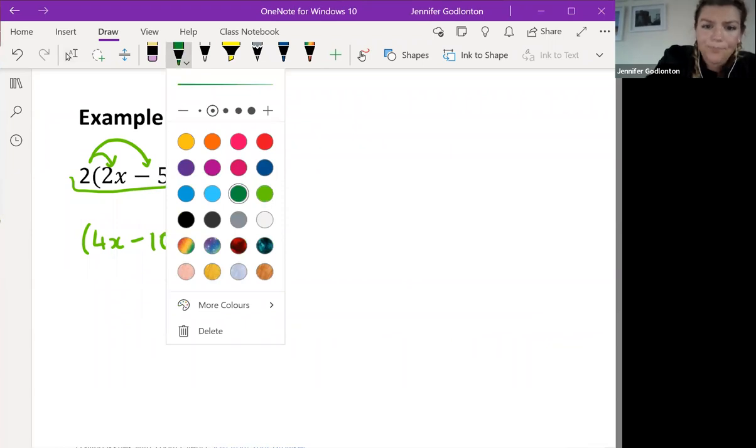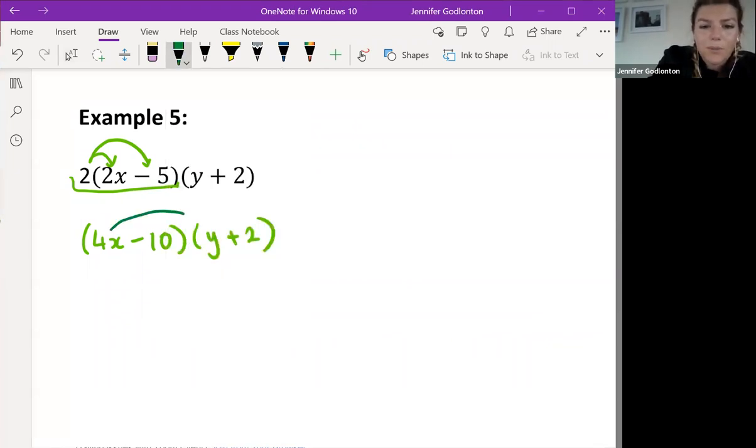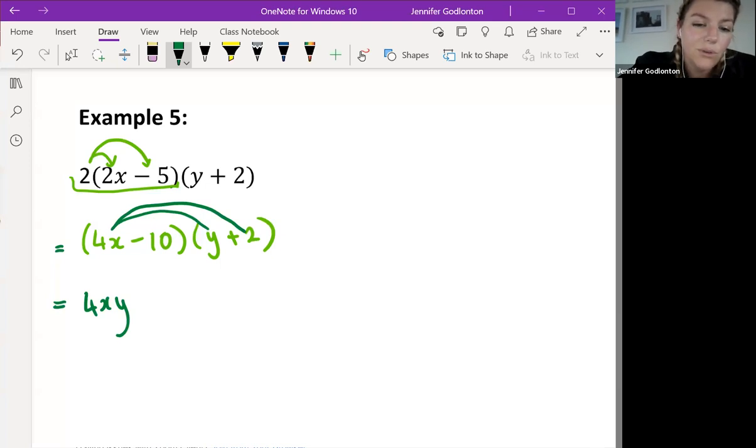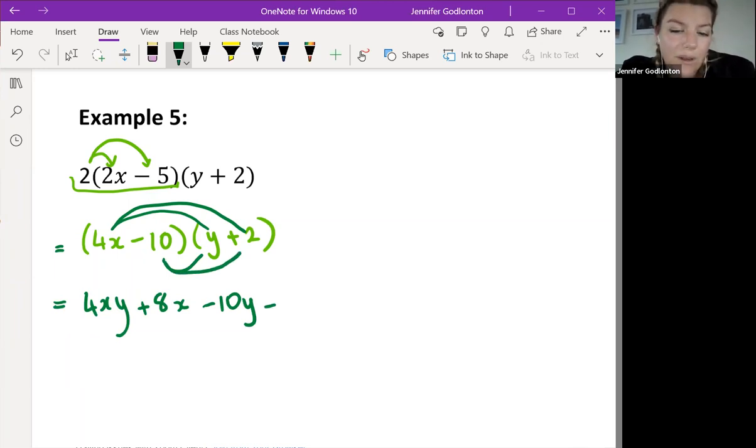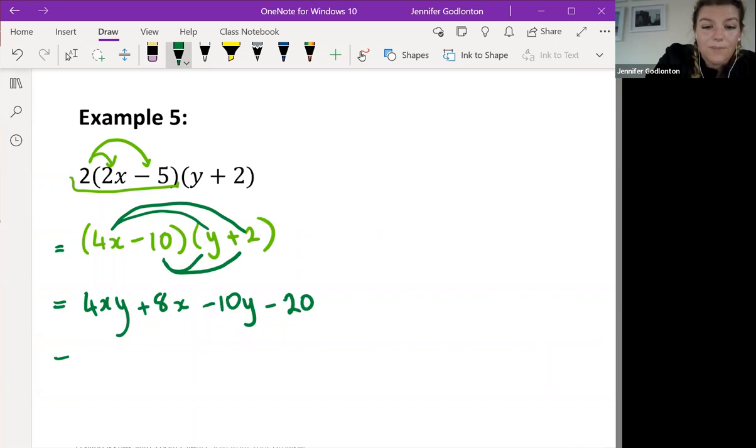Now we would say 4x times y would give us 4xy. 4x times 2 will give us 8x. Negative 10 times y will give us negative 10y. And negative 10 times 2 will give us negative 20. And this is all one term. Then we would add our like terms, but we don't have any like terms. So that's where it ends.